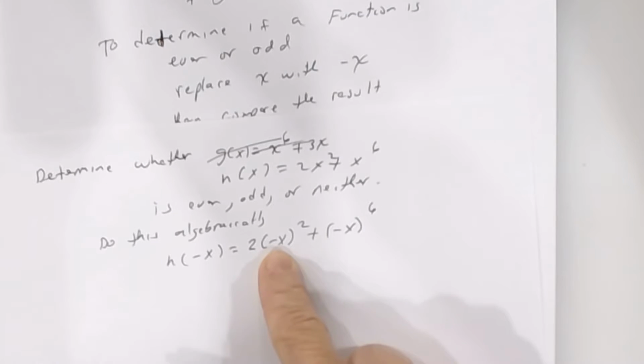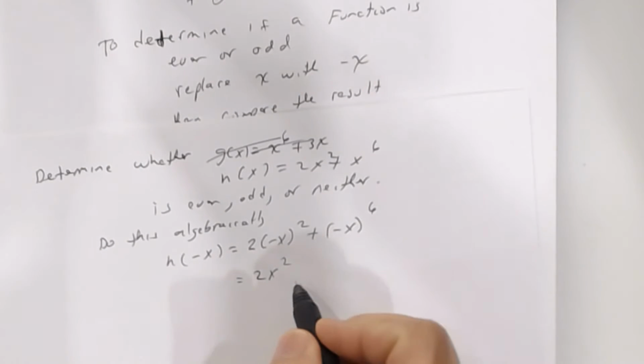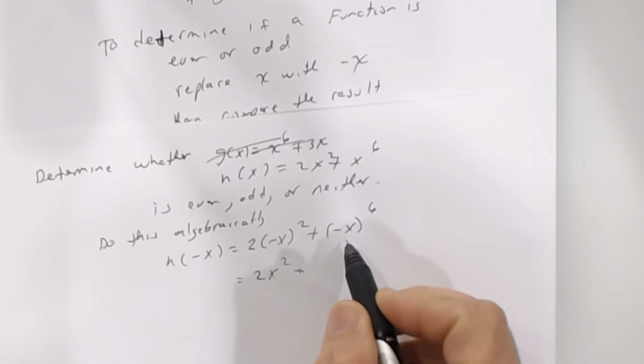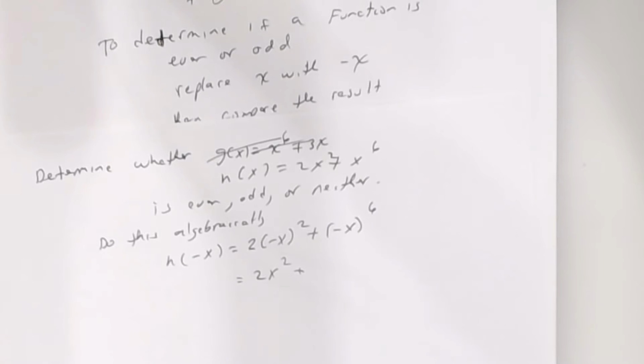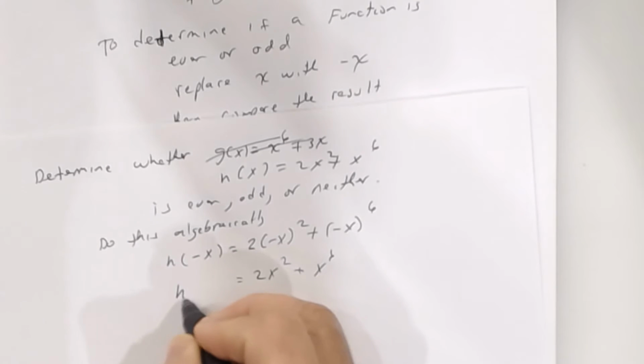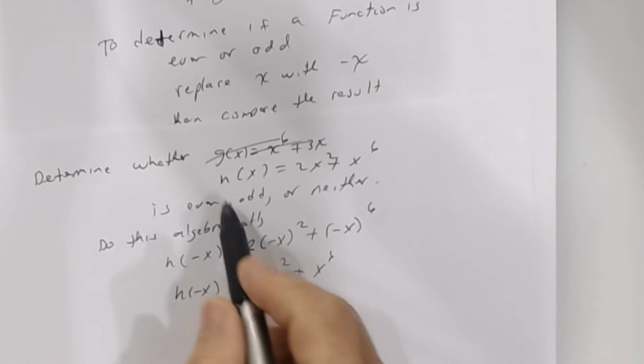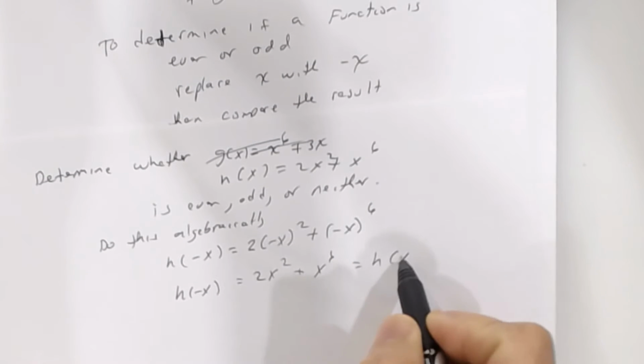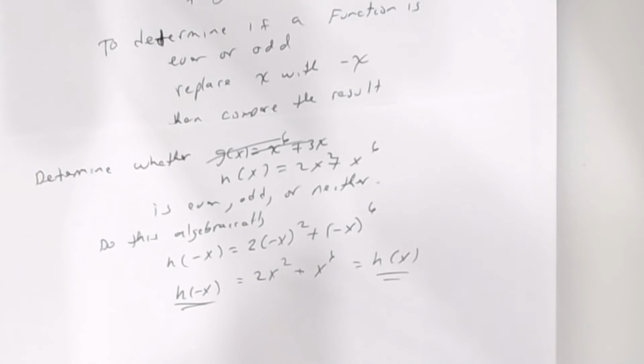X squared. So this becomes 2x squared, right? So it becomes 2x squared. Well, what is a negative x to the 6th power? Meaning a negative x times itself 6 times. It's x to the 6. So that's h of negative x, right? So h of negative x is 2x squared plus x to the 6. But what do you notice about 2x squared plus x to the 6? It's the same as h of x. That's equal to h of x. So h of negative x is the same as what? H of x.